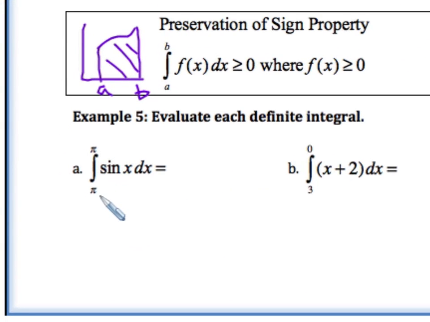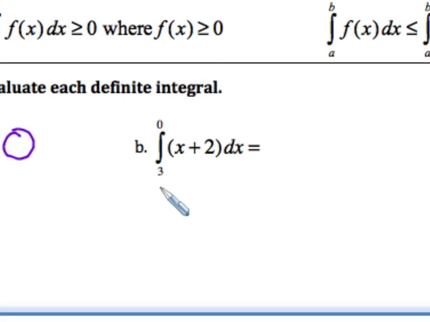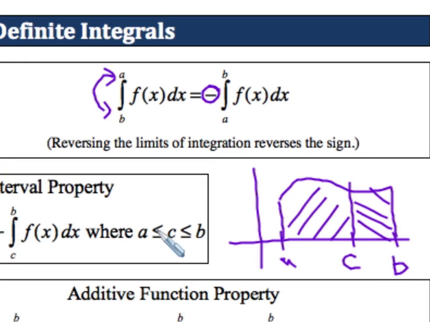So in this case, we're looking at the definite integral from pi to pi of sine x dx. Okay, well, you'll notice here that this interval is the same, and so this has to equal 0, following this one right here. In our next one, we have the definite integral from 3 to 0 of x plus 2 dx. Now always be careful when your lower limit of integration is actually a bigger number than your upper limit of integration. What this is going to mean is we're actually going to be reversing the sign.